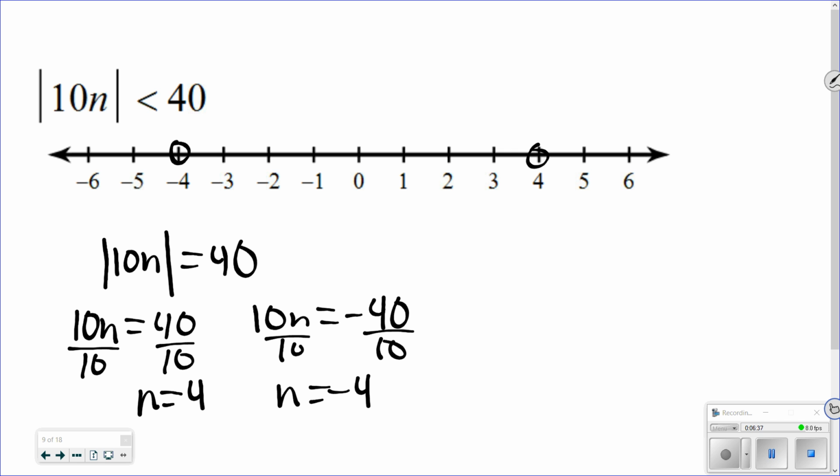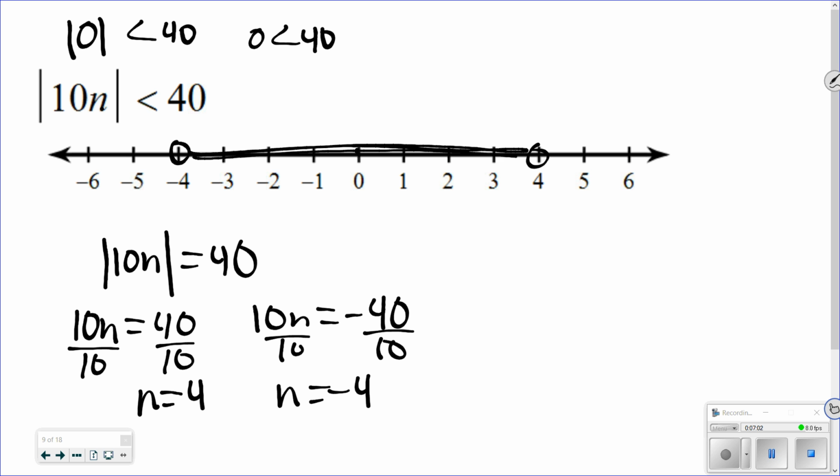And now all I have to decide is, am I shading between or on the outside? Usually with less than, it's going to be between the two points. But let's just verify that. I'm going to pick a number between, which is, I'm going to pick 0 again. If I plug 0 in, 10 times 0 would be 0. Absolute value of 0 is 0. So I get 0 is less than 40. Hey, that's true. So 0 worked. It was in between, so I'm going to shade everywhere in between.